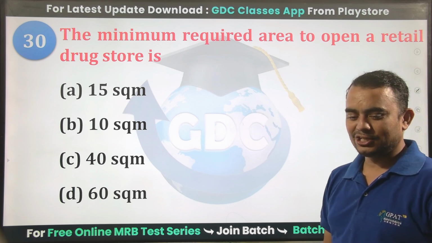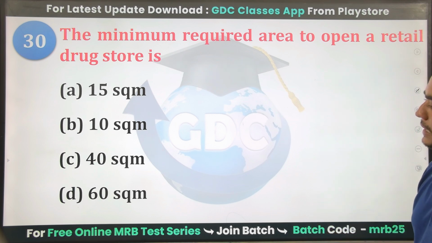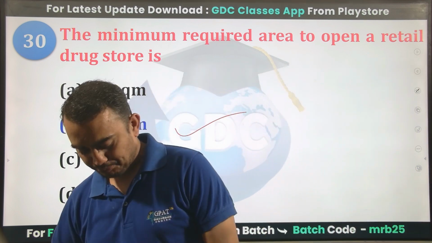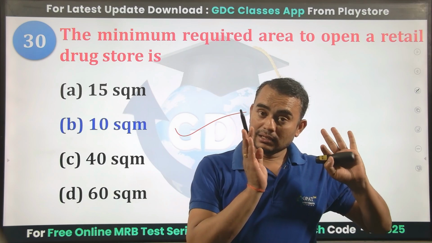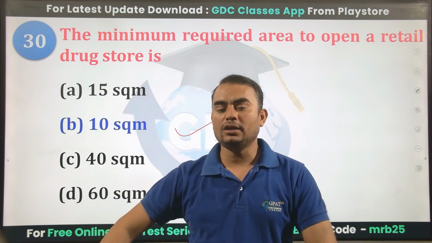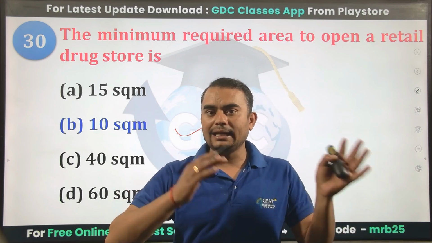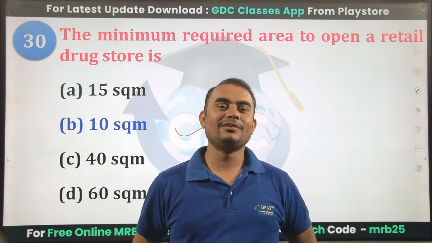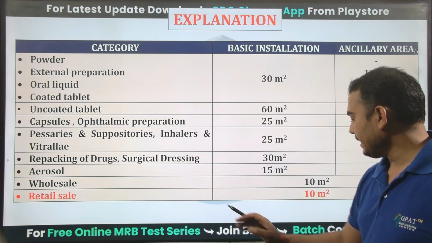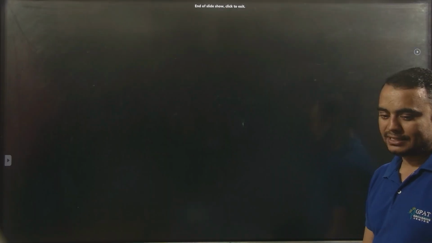Next and last question of today's series: the minimum required area to open a retail drug store is 10 square meters. If the question is only regarding retail sale, then 10 square meters. Only for wholesale, 10 square meters. But if the question is for retail and wholesale both, then the answer will be 15 square meters. So for retail sale 10, for wholesale 10, combined 15 square meters.